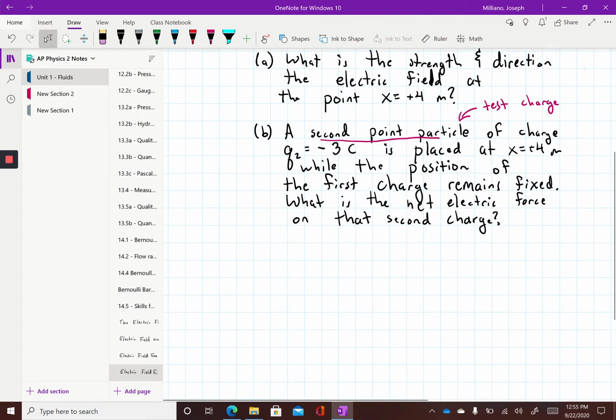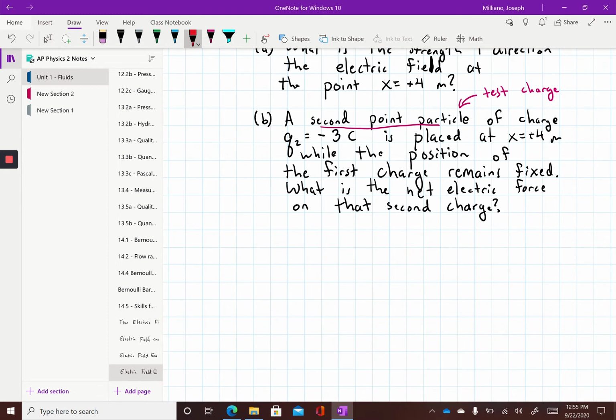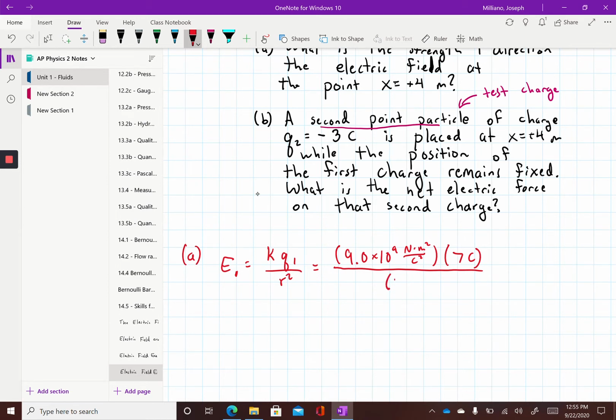How strong is it? Well, the electric field due to a point charge, so this is E from charge 1, is going to be K times the charge 1 divided by the distance from that charge squared. K is 9.0 times 10 to the 9, in units that you don't really care about, but it'd be newtons times meters squared over coulombs squared. Q1 we said was 7 coulombs. We're going to ignore the sign and we'll use our brain to figure out things like direction. And the distance was 4 meters squared.